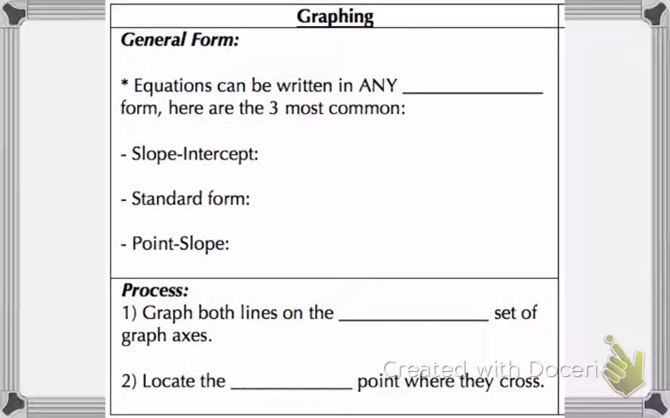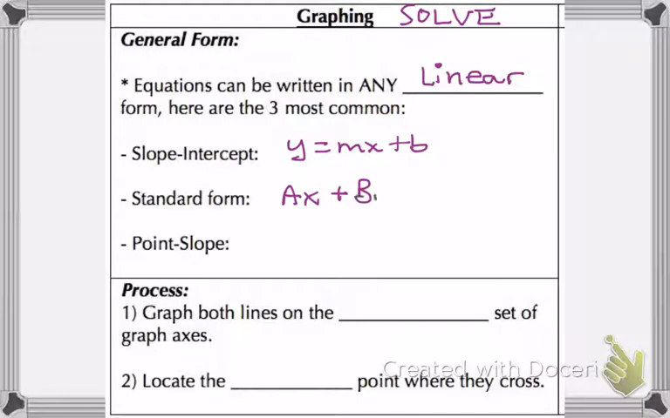So graphing to solve a system of equations. We're going to solve by graphing. So, general form: equations can be written in any linear form. For our purposes, there are nonlinear systems of equations that you will see in Math 2. Most common forms, of course, are y equals mx plus b, and our standard form, which is ax plus by equals c. And then the point-slope form that we learned about, which is y minus y1 equals m times x minus x1.